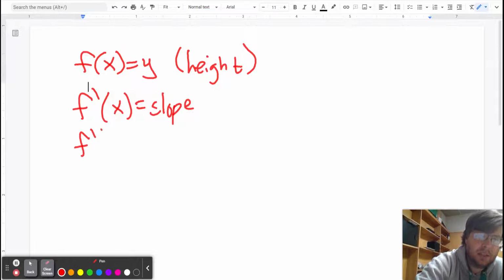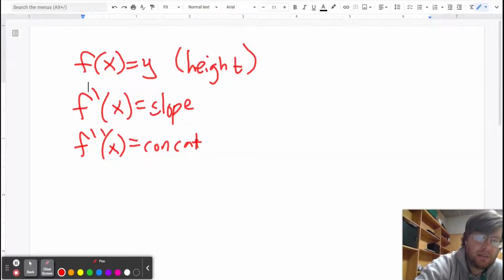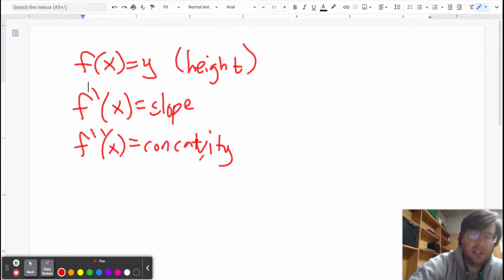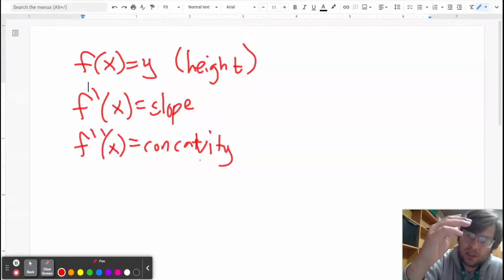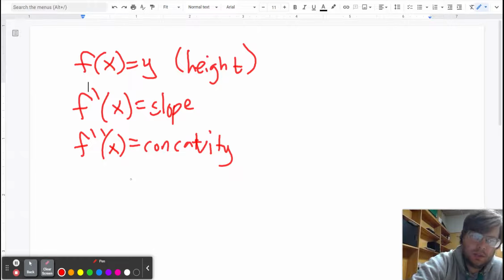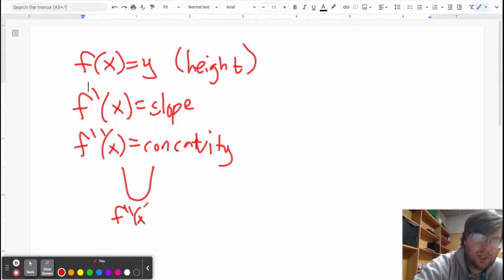And the second derivative tells you the concavity. This basically tells you if it is shaped more like a smiley face or more like a frowny face. A smiley face is concave up, so this tells you that your second derivative is positive, whereas a frowny face tells you that your second derivative is negative.